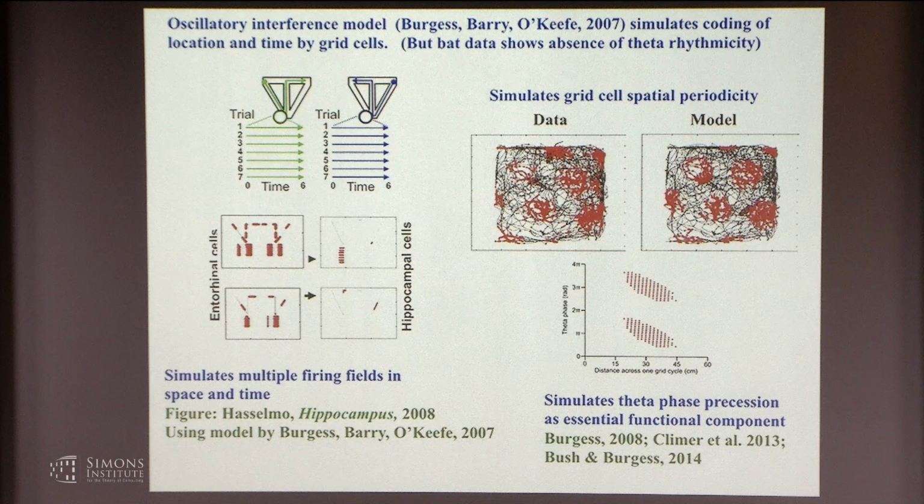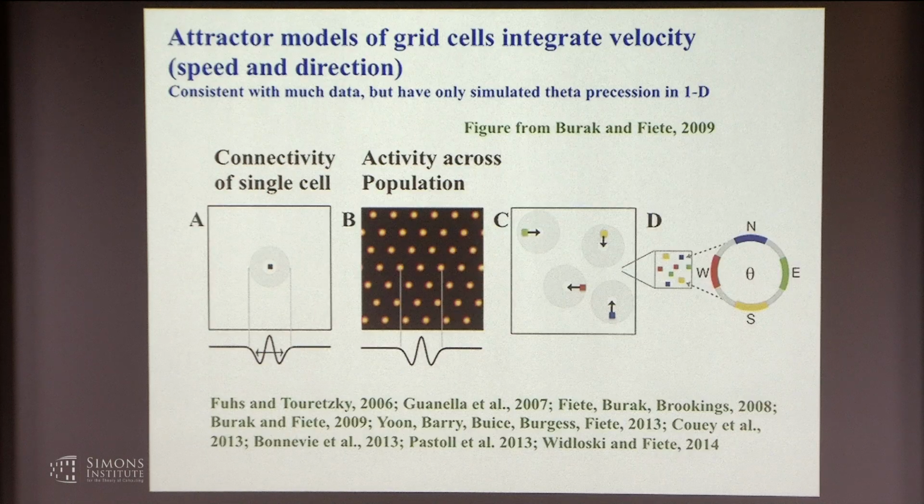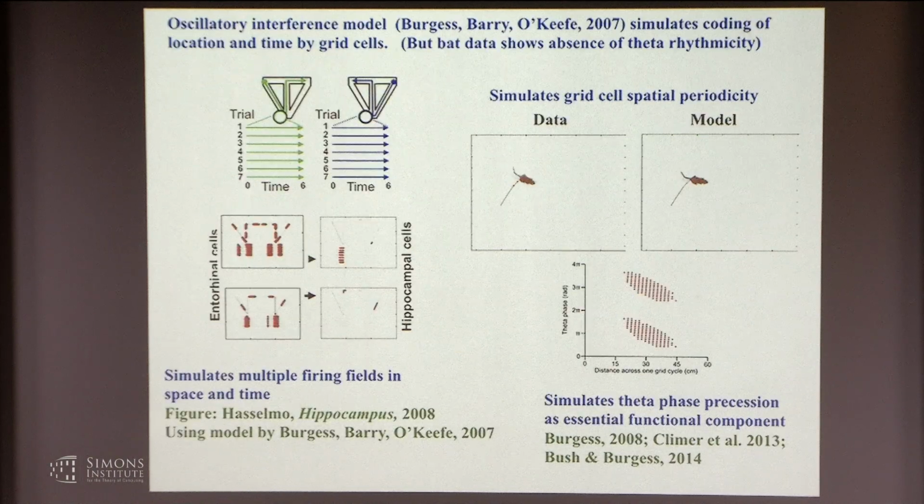In particular, one thing I mentioned in this slide is that the attractor models are consistent with a lot of the data, but they have not yet simulated theta phase precession in two-dimensional environments or in temporal coding. They've been shown in the McNaughton lab to do just one-dimensional environments. So I think the dominant feeling in the field, and I agree with this, is that the attractor dynamics are important for grid cell firing, but we really have a number of different questions that need to be resolved, particularly how you get this theta phase coding.